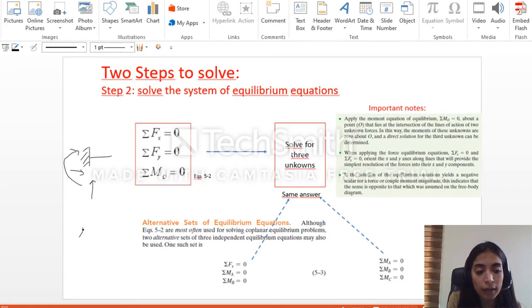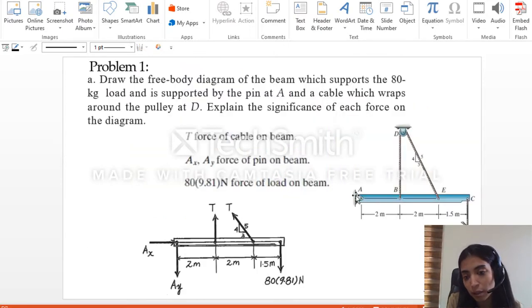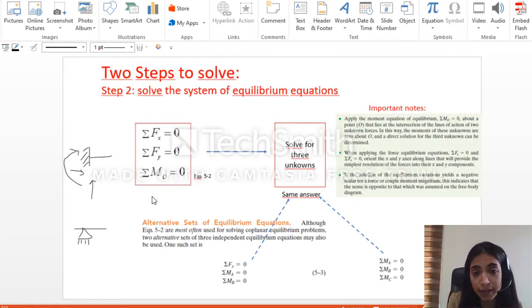If I have a pin, and this is the symbol of the pin, or you can have this symbol here, so it is a rotated triangle. Okay, it is the same, and here you will also have two reactions. One is vertical and the second one is horizontal. So even if you have the example that we will be solving now, you will also have two reactions. Okay, one is horizontal and one is vertical.